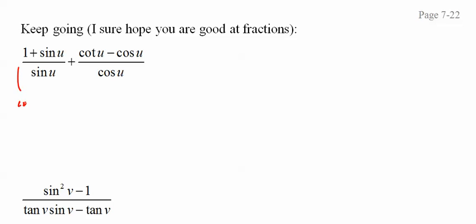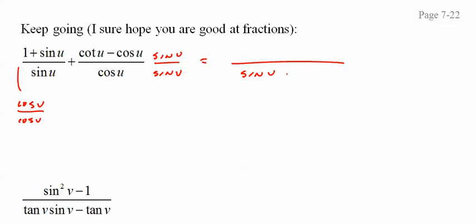I'm going to multiply over here by cosine of u over cosine of u, and over here by sine of u over sine of u. It gives me a common denominator. By the way, I'm flying completely by the seat of my pants right now. I really am not sure what I'm doing. This one I'm going to blast out and see where it takes me. Cosine of u plus sine of u cosine of u.